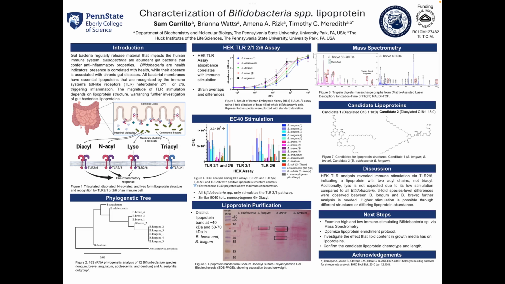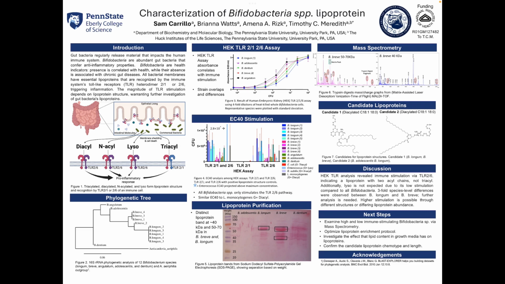In the former of the methods, we use human embryonic kidney cells, which are pre-engineered to express toll-like receptors. In an experiment that used TLR2, 1, and 6, we can see that it'll interact with all different types of lipoproteins, regardless of if they are triacyl or diacyl. And we can see that there is overlap between them, but there's also a couple that are not overlapping, such as the ungulatum and longum.